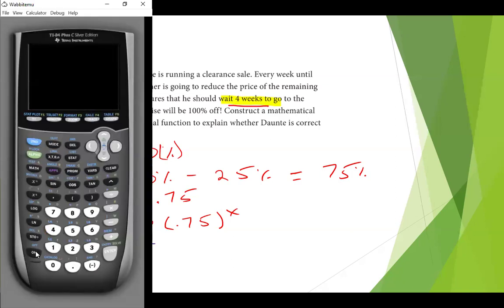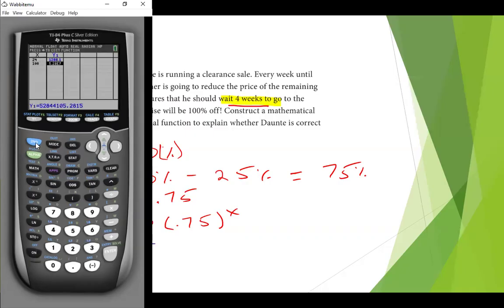Okay, remember I'm just going to reset because it just makes my heart feel better. I don't feel like typing anything in. Second plus 712. And we're going to y equals. And I'm going to put in 100 times 0.75 to the x. So let's go look at Dante. So on week 4, is it 100% off? No. How much is he saving on? How much is everything now? It's 31% off. So Dante is incorrect.